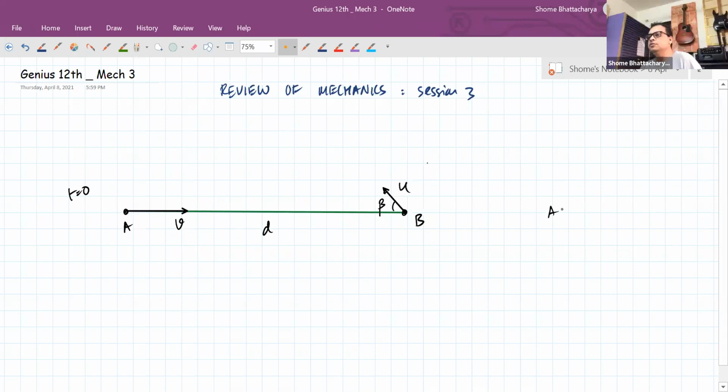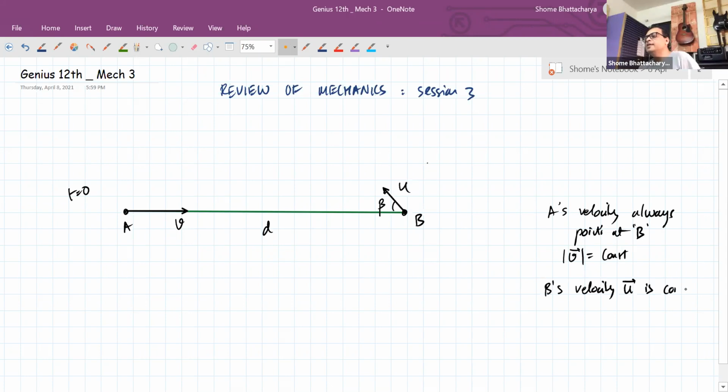Now A's velocity always points at B, and its magnitude is constant, whereas B's velocity itself is constant, so both its magnitude and direction are constant. And v is greater than u. We have to find the time of collision between the two of them.